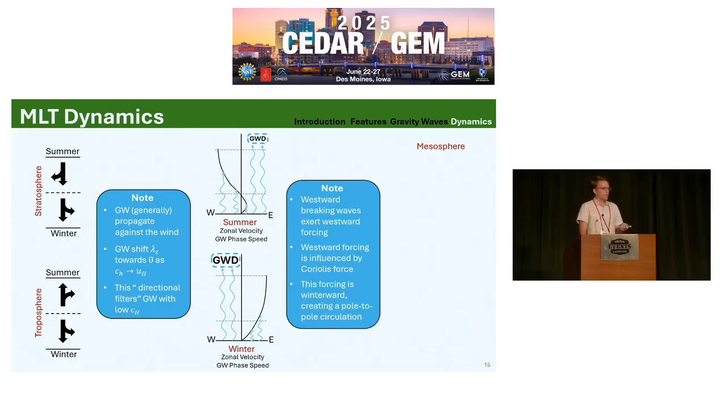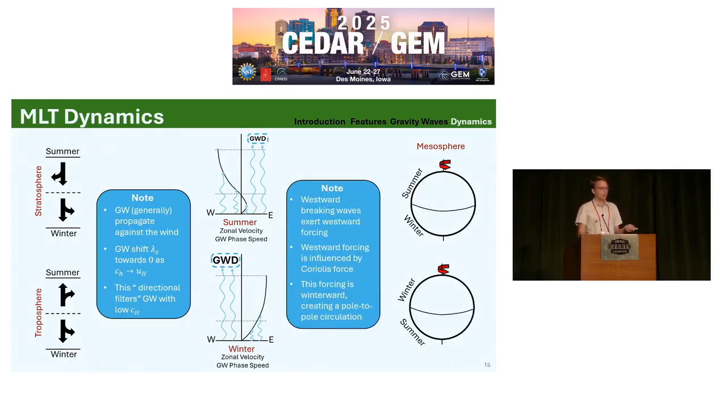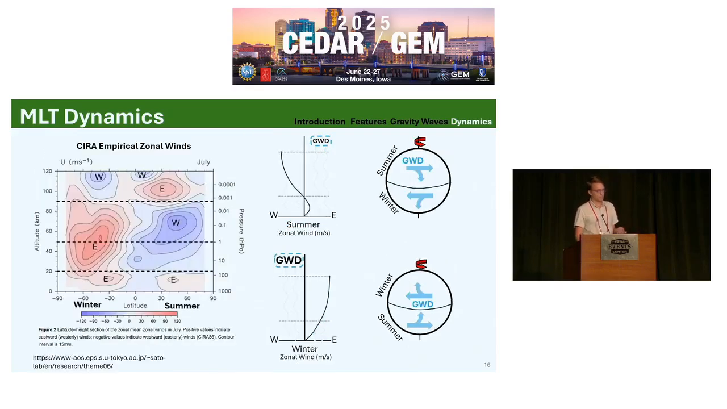Now, if we look at the gravity wave drag that's deposited there, we can see that in the wintertime, that gives us a westward flow. In the summertime, a westward flow with that Coriolis gives a poleward flow. Wintertime also gives us a poleward flow. So ultimately, these gravity waves give us a poleward flow in the mesosphere.